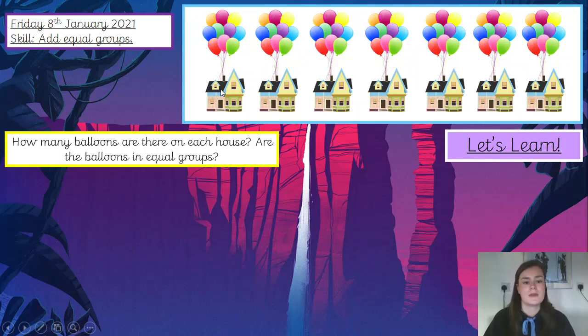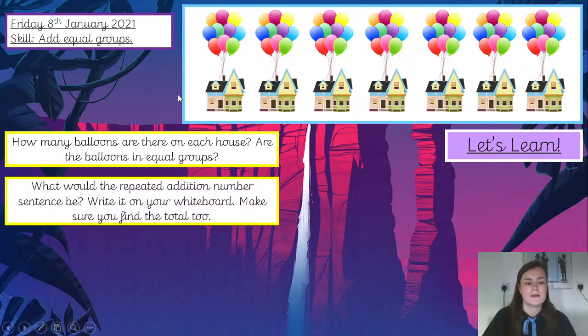You can count with me. 1, 2, 3, 4, 5, 6, 7. So we've got 7 groups of 10 balloons. Well done. Can you have a go again underneath if you're writing in your catch-up book or on your whiteboard? Can you have a go at writing the repeated addition number sentence for these balloons? Make sure you complete it by writing the answer. Pause the video, off you go.